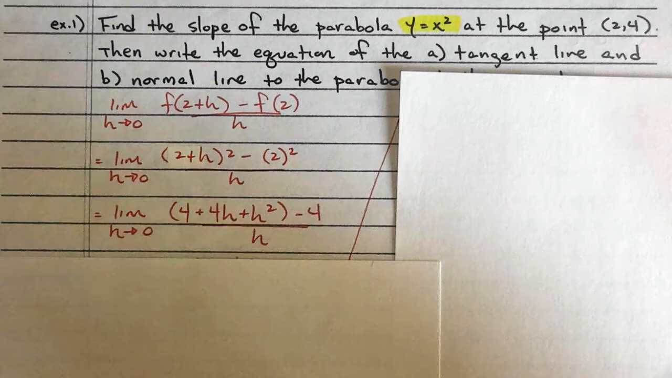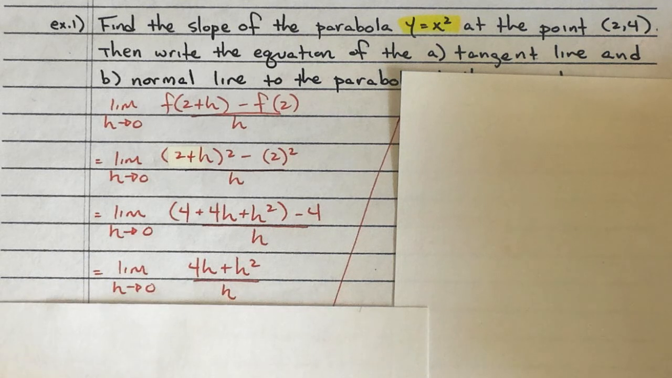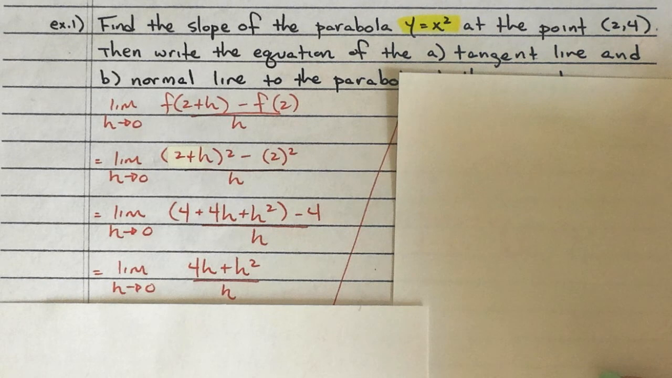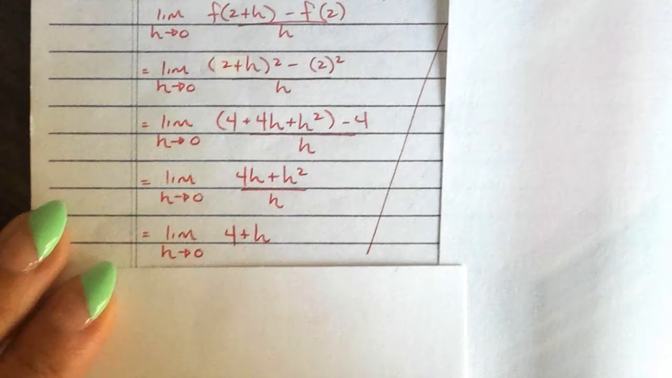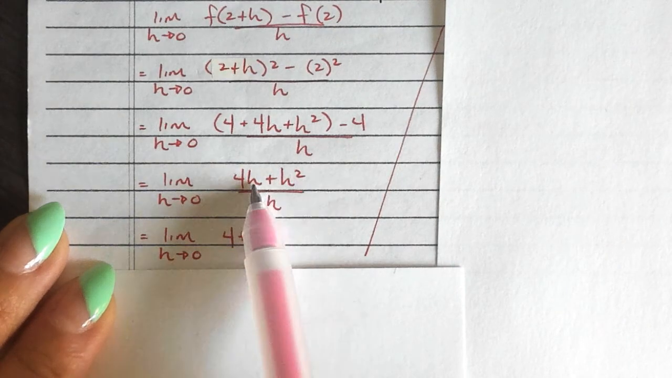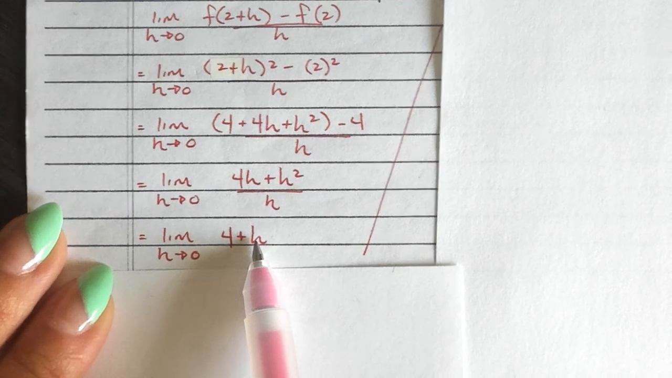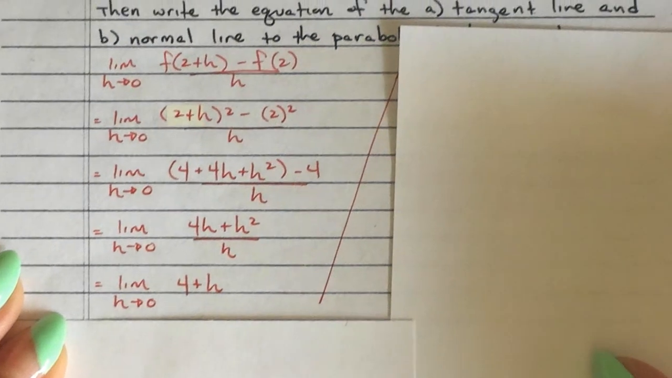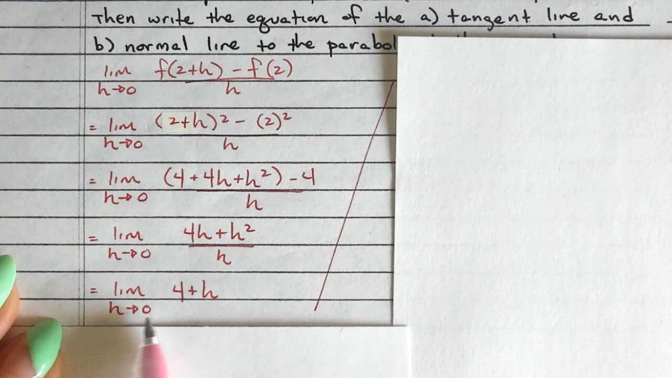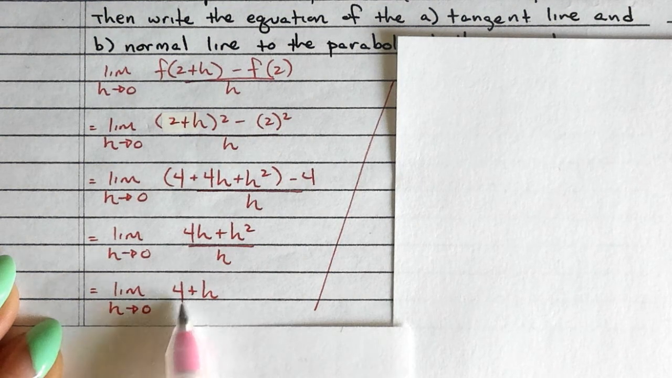The 4s are going to subtract away. You get that? You can kind of imagine what's going to happen after that. Do I have another step? I do. And then I can divide away one of these h's, because right here, divide away h, I get this. Notice I still have limit all the way down. And then I plug in the 0 and I get 4.